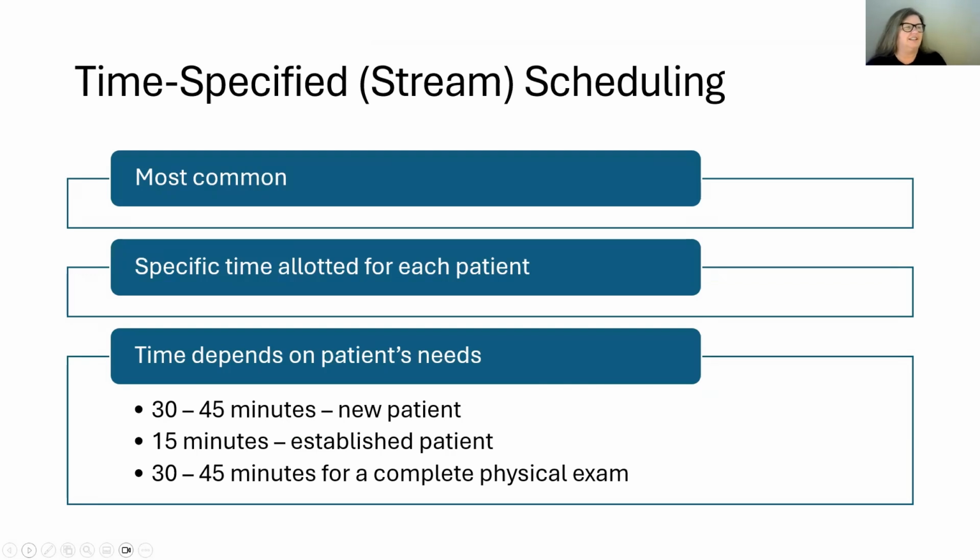So here we go. Time specific, or time specified stream scheduling, is probably the most common type of scheduling there is. It's when you are literally having specific time slots or times allotted for each patient, depending on their needs, right? Like a new patient's always going to take a little bit longer. Why? Well, they've got all this new information to give us that we have to go over. So new patients always take a little bit longer, 30, 45 minutes. Again, this is a generality. This is where it's going to vary from office to office.